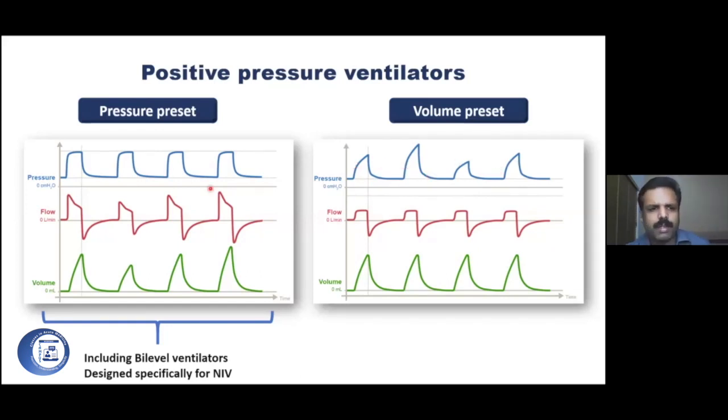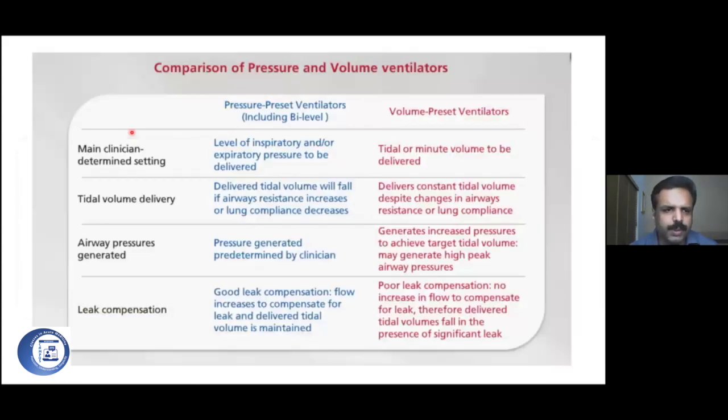So we have a pressure control and a volume control. In all invasive ventilators, or the majority of invasive ventilators, we use the pressure preset. Even though there are some volume support modes nowadays coming into the market, we mainly use the pressure preset. And in this class also we will be using the pressure preset non-invasive ventilators, which are seen routinely in the ICUs.